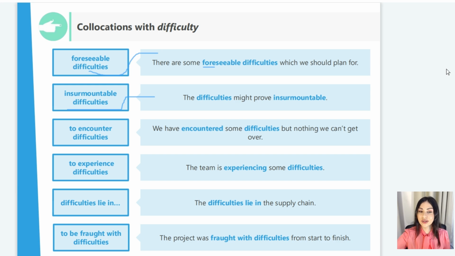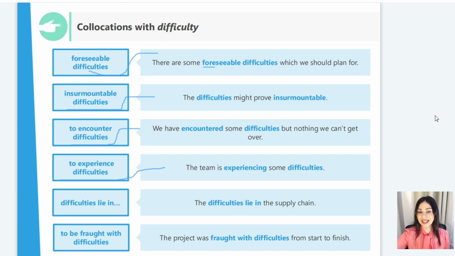If you encounter difficulties, it means you face difficulties. We've encountered some difficulties, but nothing we can't get over. Again, to face difficulties is just slightly less formal, whereas experiencing them is more technical. The team is experiencing some difficulties at the moment. We'll be with you shortly. So think of how you could use them in your own job description.